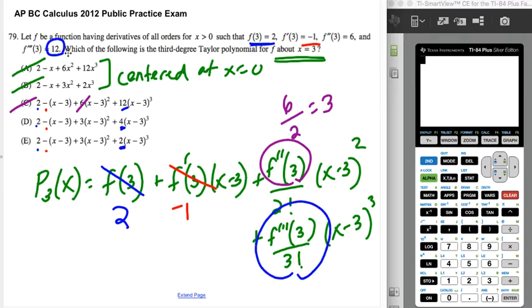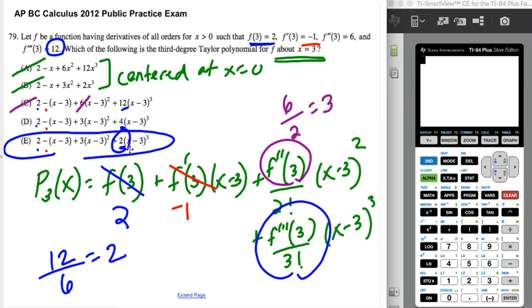Your third derivative at 3 is a 12. So 12 divided by 3 factorial is 12 divided by 6, which is a 2. So it's this answer here. This guy's the right one. So interesting, I didn't even think to just skip to looking at which thing was different, but that's not a bad strategy at all if you're trying to hurry. So there you have it.